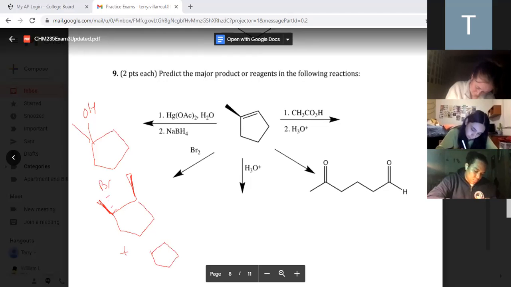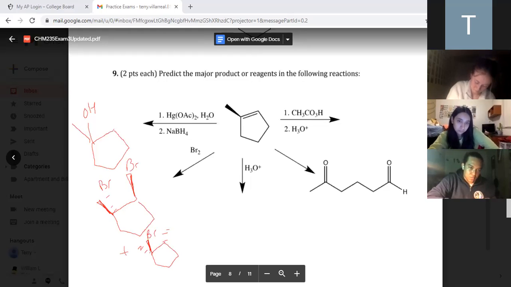Where now this is going to be the methyl like this. This bromine will be on a wedge. This one will be on a dash. Oh, this should be a bromine. Sorry. Like that.